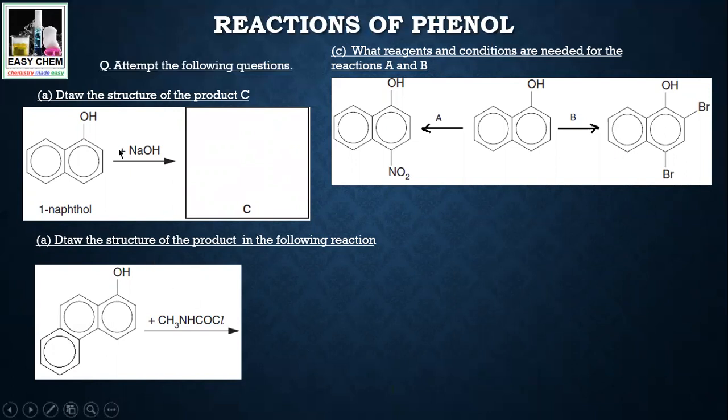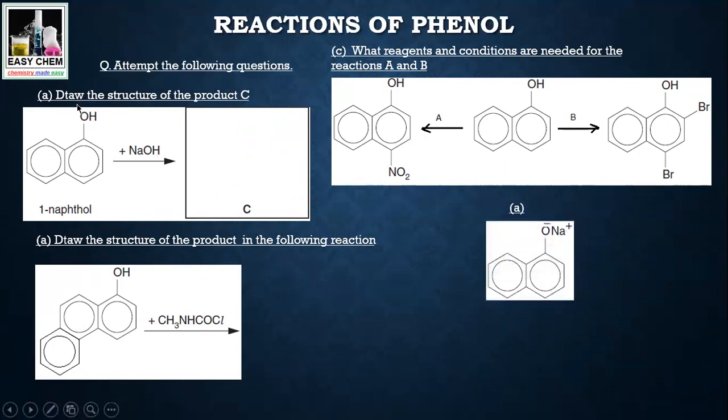Okay, we'll start the work. In the part A, this is a phenol part. Phenols react with sodium hydroxide, giving sodium phenate. This OH changes to O minus Na plus. That is the answer for A. Now B. What's happening here? We have a reagent which is an acid chloride. And here we have phenol molecule.